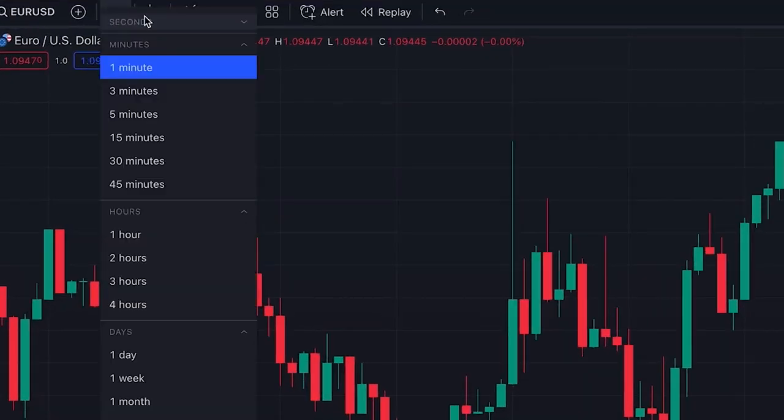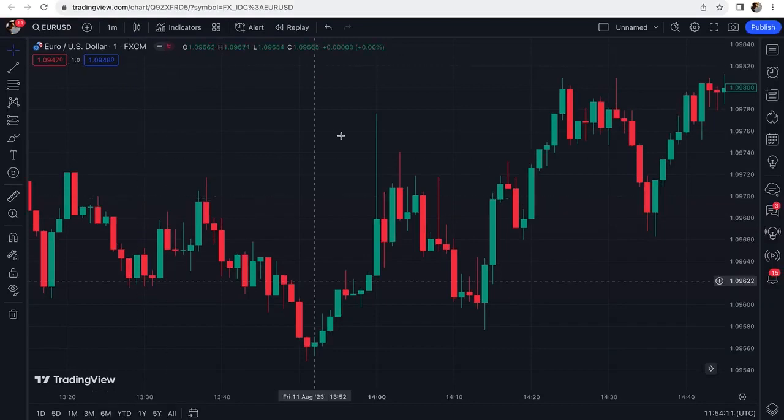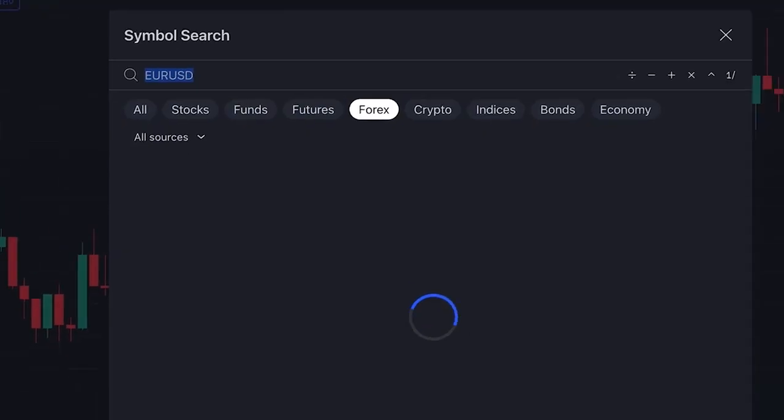So here we set the chart time frame on 1 minute. This is the price chart of euro to US dollar, but there's no limitation on this, and you can use this trading strategy on any other asset or market.